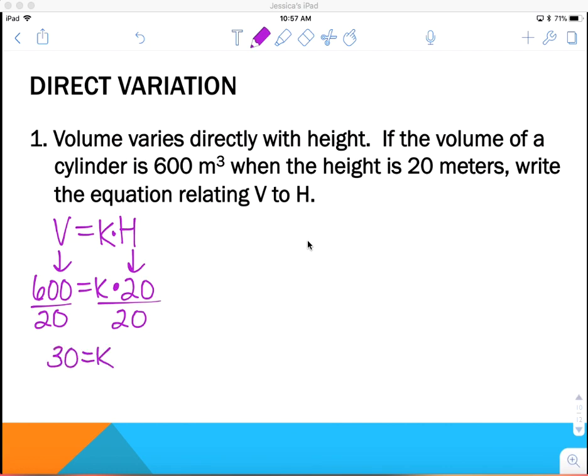This problem is only asking for the equation relating V to H. So now that I have my K value, that's not my final answer. My final answer needs to be the equation. V equals 30H.